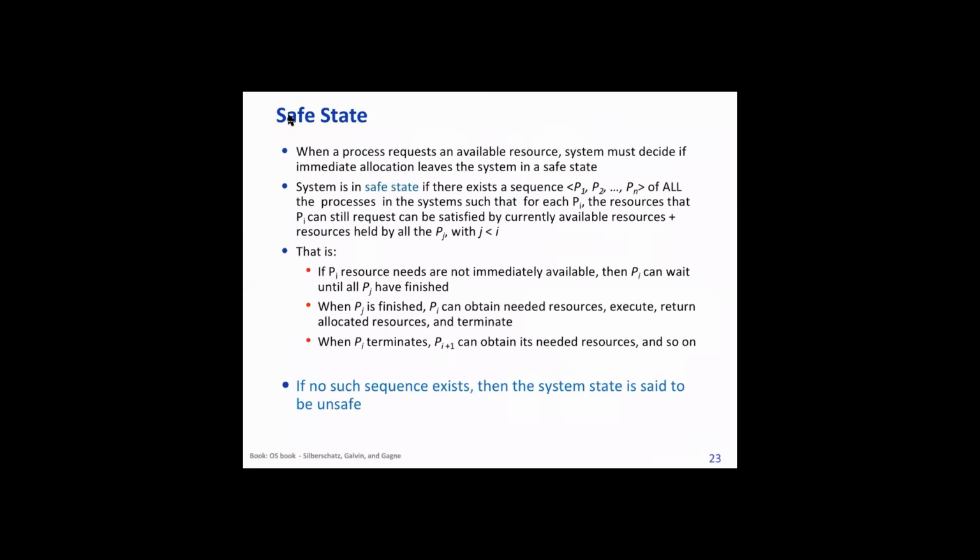When a process requests an available resource, the system must decide if immediate allocation leaves the system in a safe state or not. If allocation is permitted, the OS will give the resource only if the system remains in a safe state. Now the next question is, what is a safe state then? How do you define a safe state?